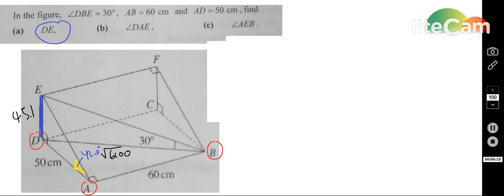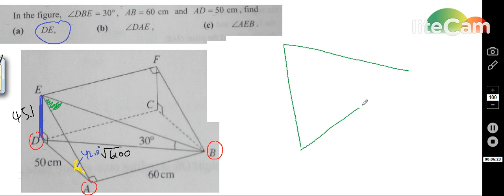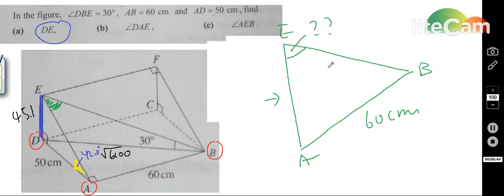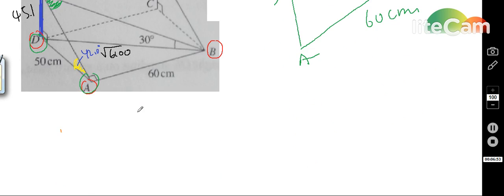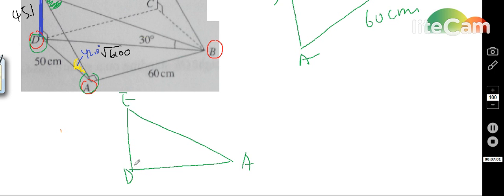And then for question C, we also need to find out the angles. This time we need to find the angle AEB. AEB means this one. Here we draw out the triangle first. It is EAB. We have this 60 degrees, 60 cm, and this one we don't know. We need to find this one, and we can easily calculate this too. Firstly, for EA, we can focus on triangle EDA, and firstly we find EA first. We have this one 50 cm and this one 45.1, so we can use Pythagoras theorem to find out this one.